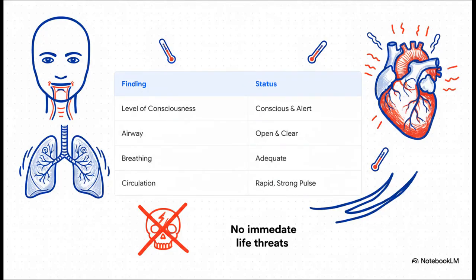That brings us right into step 2, our primary assessment. This is where we go on the hunt for anything that could kill this patient in the next few minutes. We run through his ABCs: airway, it's open and clear; breathing, looks good, totally adequate; circulation, well, he's got a strong pulse, but it is a little rapid, and his skin is flushed and warm, which kind of fits with having a fever. So the bottom line from this quick check, no immediate life threats.